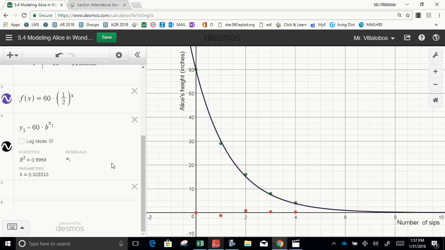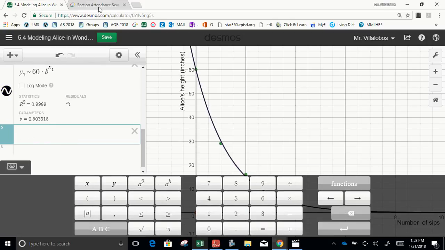Okay, here we go. What questions can we ask? First question is, what does the y-intercept represent? Y-intercept represents Alice's height before she takes the sip. Right, before she takes the sip. If she's 60 inches, how many feet is that? 5 feet. Right. Okay.